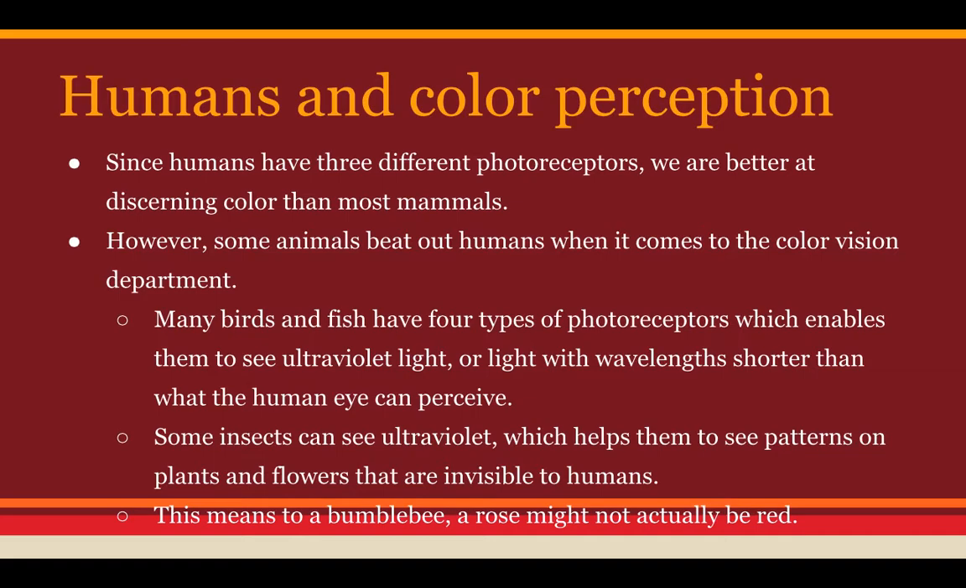Humans and color perception. Since humans have three different photoreceptors, we are better at discerning colors than most animals. However, some animals beat out humans when it comes to the color vision department. Many birds and fish have four types of photoreceptors, which enables them to see ultraviolet light, or light wavelengths shorter than what the human eye can perceive. Some insects can see ultraviolet, which helps them see patterns on plants and flowers that are invisible to humans. This means to a bumblebee, a rose might not actually be red.